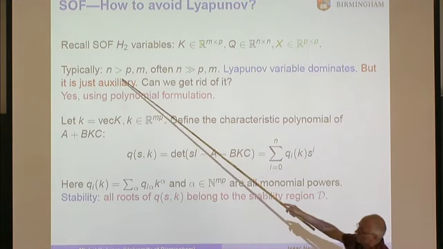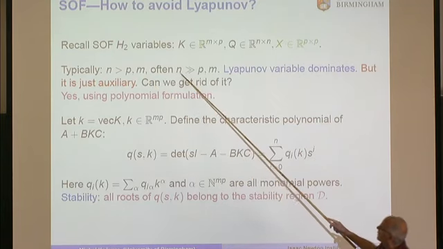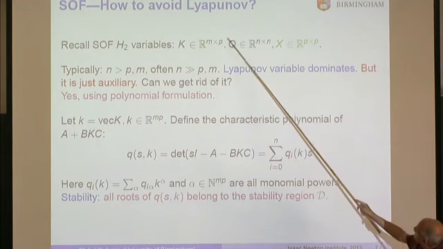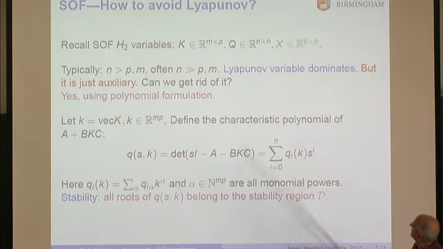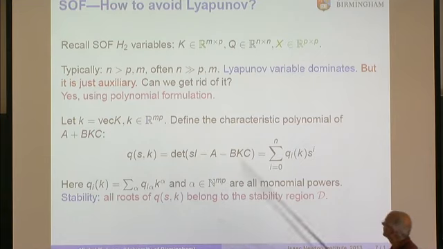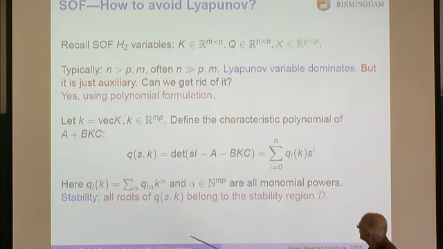And typically, always, n is bigger than p and m, and it may be much bigger than p and m. So that matrix is the big matrix. That's not big, so that's relatively small. So the Lyapunov variable dominates, but it's just an auxiliary variable, and we don't need it. We don't need any information from it when we solve the problem. We can just throw it away. There's nothing important there. So can we get rid of that? And it turns out we can if we switch to higher order polynomials, not BMI, just higher order.